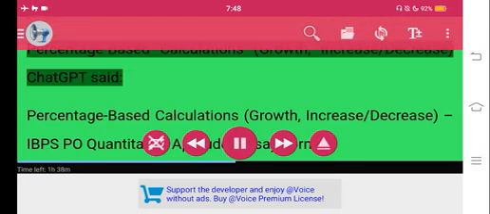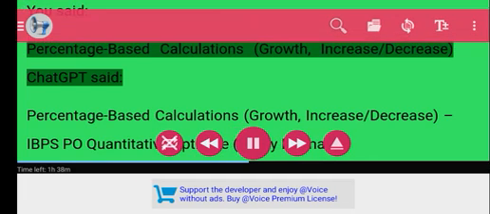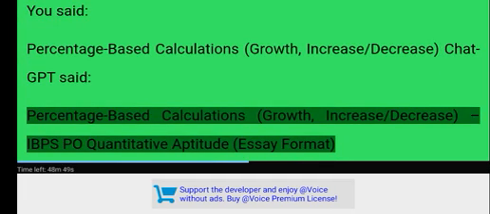Percentage-based calculations: growth, increase, decrease. IBPS PO quantitative aptitude, essay format.